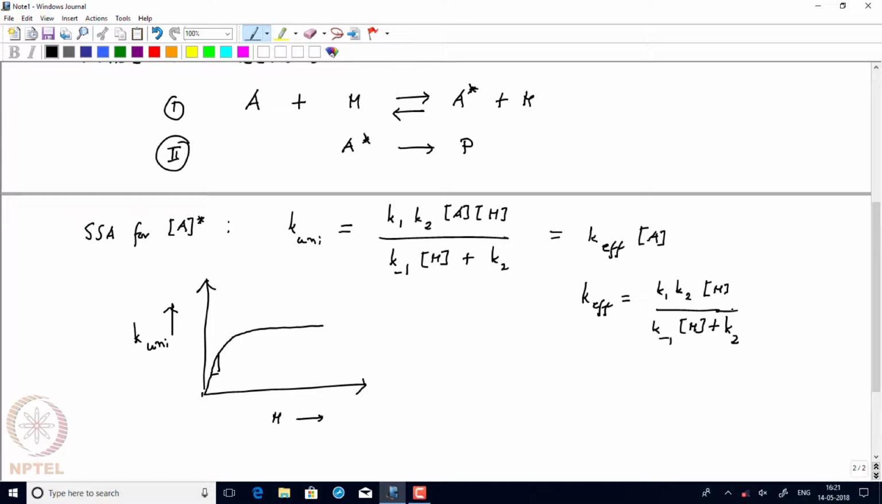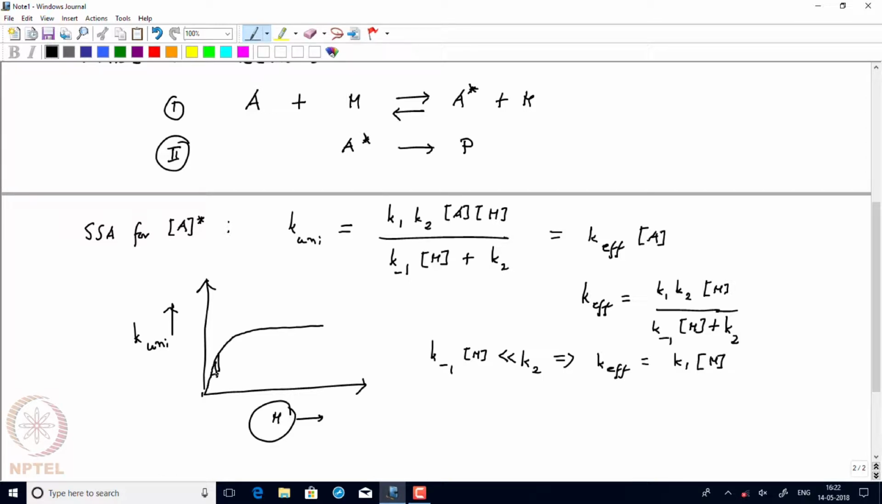Now, the question is, this is an effective rate constant, and it will have its high pressure and low pressure limit. As is apparent from this equation, in the low pressure regime, you can think that the concentration of M will be much smaller. So, k_-1 into M, that term will be much smaller than k2. So, what you will have is that the effective rate constant will be something like k1 into M.